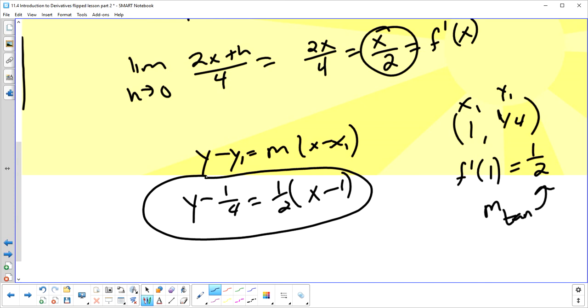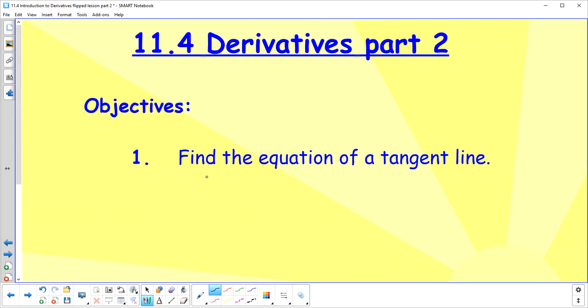You have to find the first derivative first, and then once you find that first derivative, you just take your x value, you plug it in, simplify it, that will give you the slope of the tangent line, and then plug in the given x and y values. Okay, and that is it for part 2.